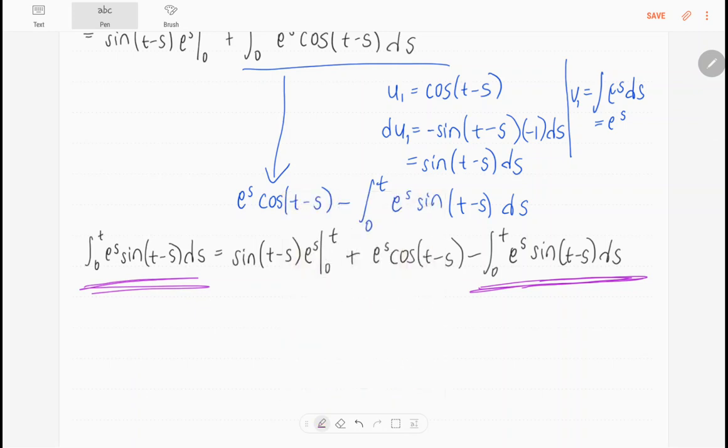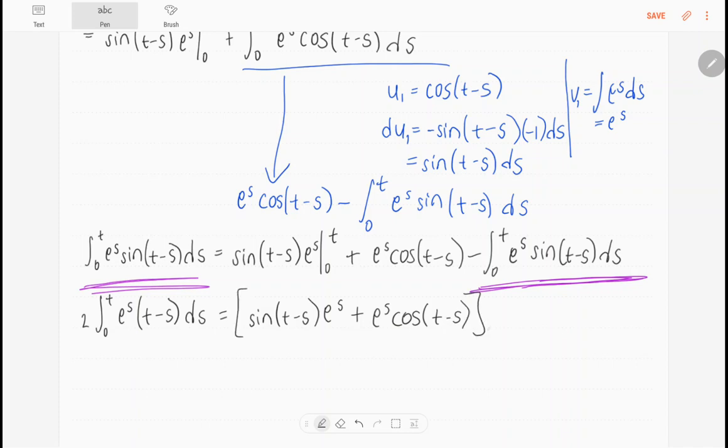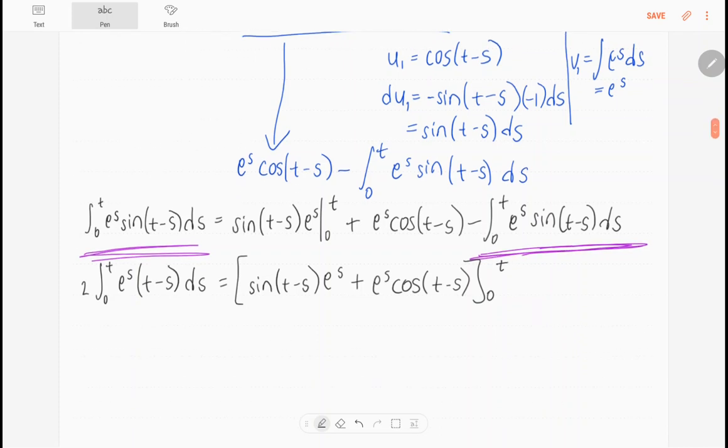So it's going to be 2 times the integral from 0 to t of e to the s sin(t minus s) ds equals, and then on the right hand side what I have is sin(t minus s) multiplied by e to the s plus e to the s cos(t minus s), and both of them are between the bounds 0 and t. Then in the next step, I'm just going to take this 2 over to the right and write it as a half multiplied by what we have in brackets.